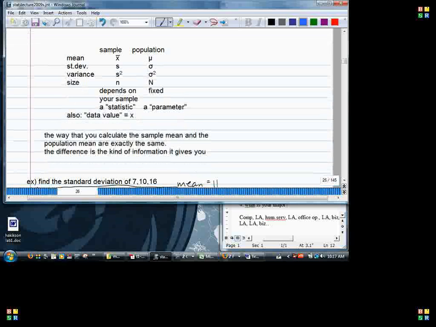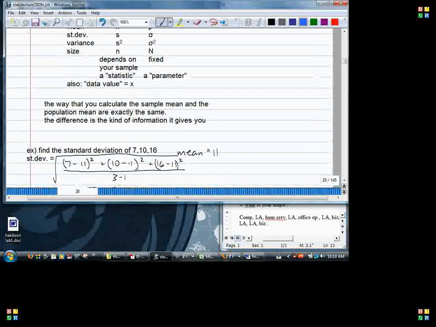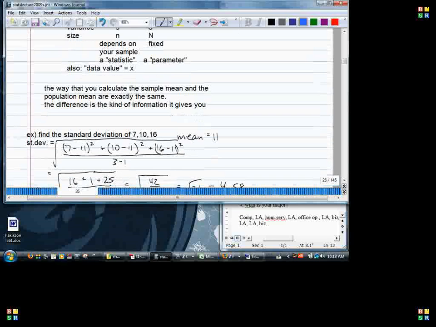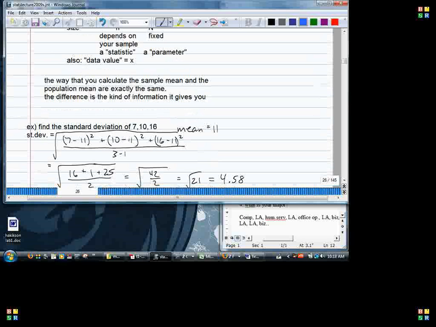So very quickly, suppose we take 7, 10, and 16 that has a mean of 11. Find the standard deviation. Just tell me really quickly, how would we set this up? 7 minus 11 squared, and so on, divided by 3 minus 1, which is 2, and you add those up, and you take the square root of the whole thing, right? So the first one is negative 4 squared is 16, negative 1 squared is 1, 5 squared is 25. Add it all up, you get 42 divided by 2, so square root of 21, which gives you 4.58.